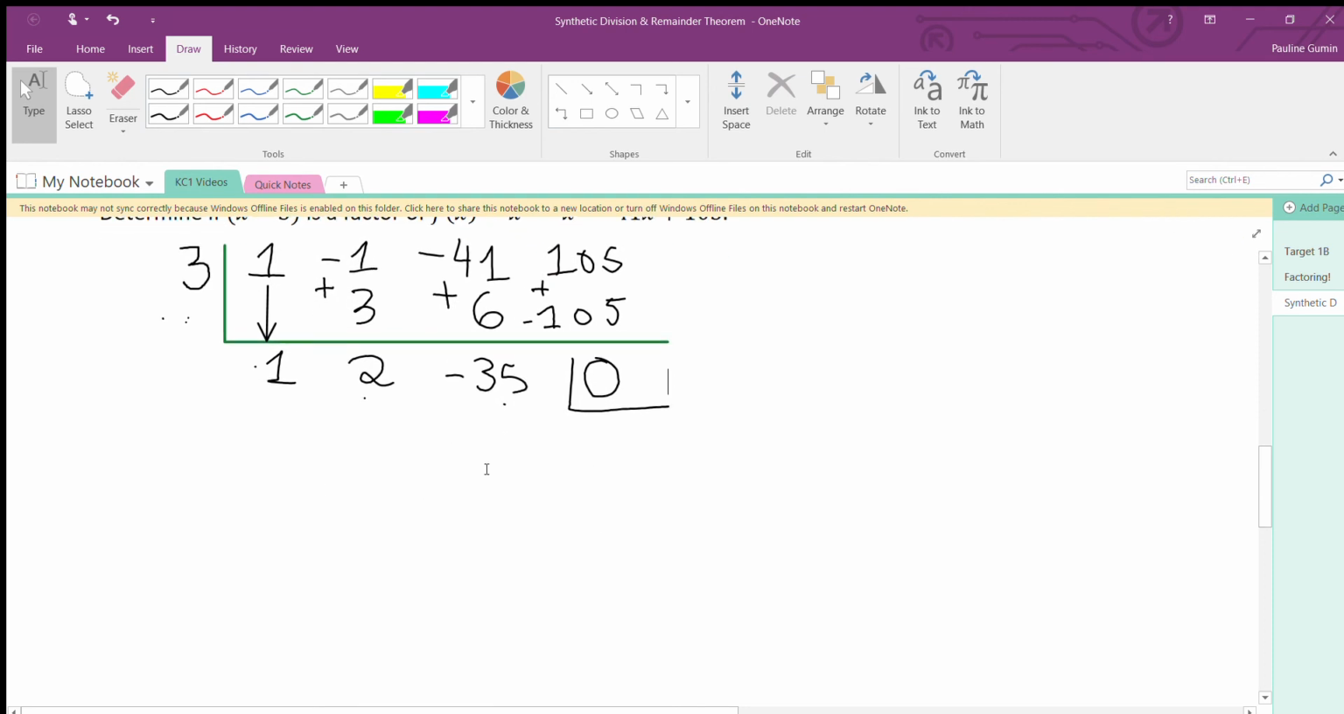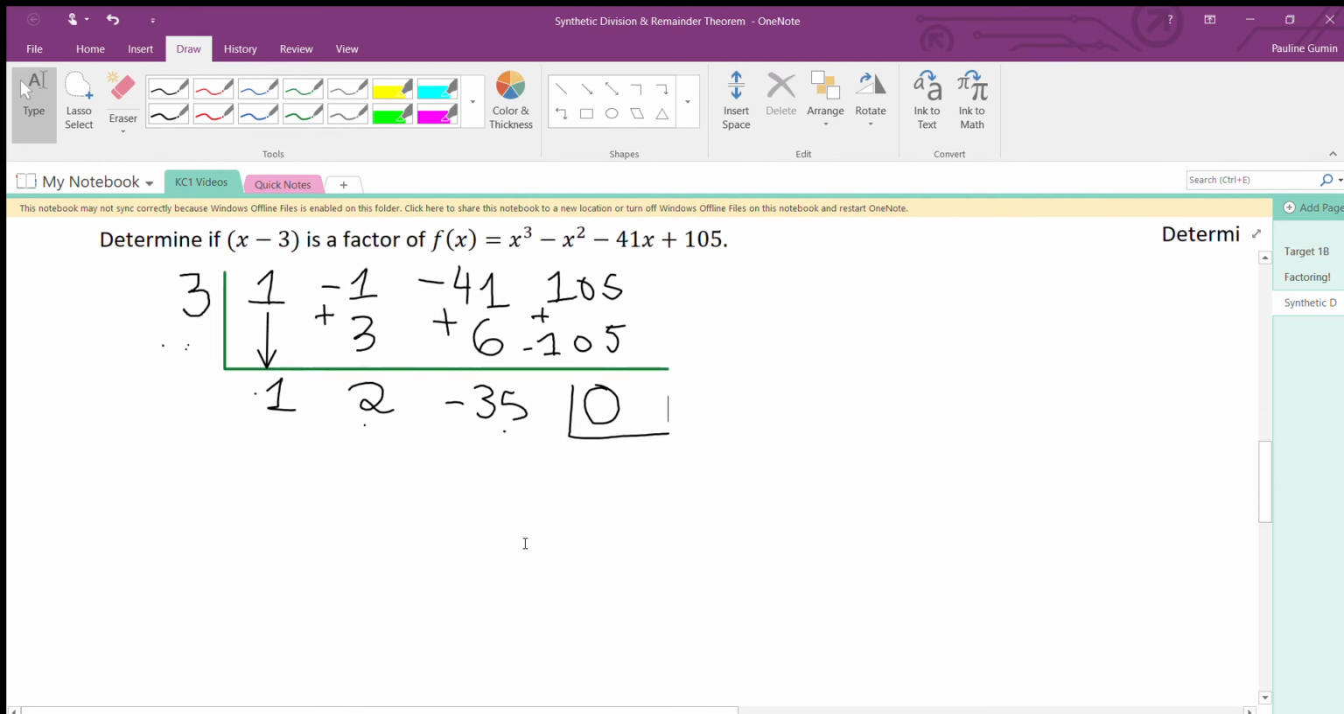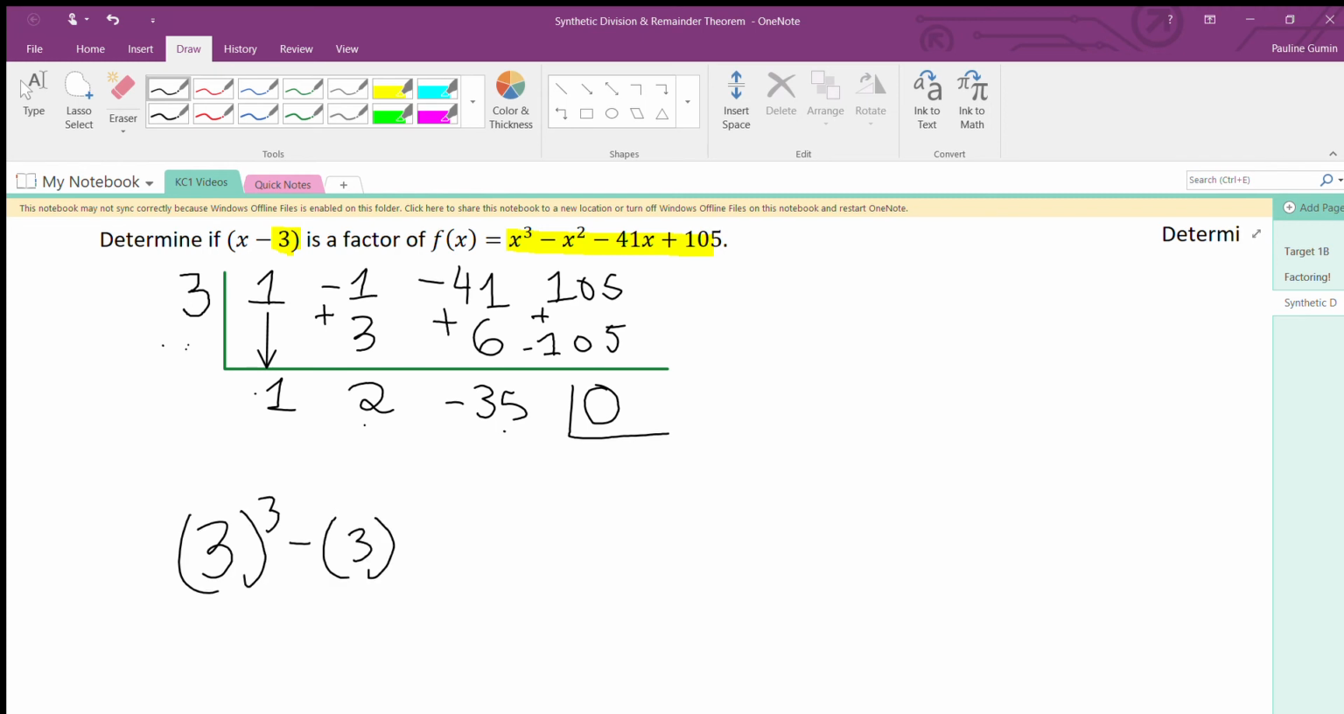Now, synthetic division is great, but I'm going to show you a faster way now. I know we had to suffer through this first, if you call that suffering, but there's an even faster way to do this. What we're going to do is take 3 and plug it in to f of x. So let's do that. We take 3 cubed minus 3 squared minus 41 times 3 plus 105.